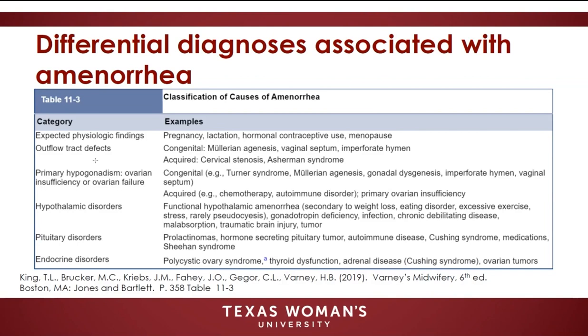But here on the left are the most common reasons you're going to see amenorrhea. The number one cause of amenorrhea is pregnancy. In someone with lactation, they may or may not have menses. A lot of women do not. Hormone contraceptive use, obviously, depending on how we're doing that, can make them stop having menses. So that goes back to your patient education when you start them on any medication or device.